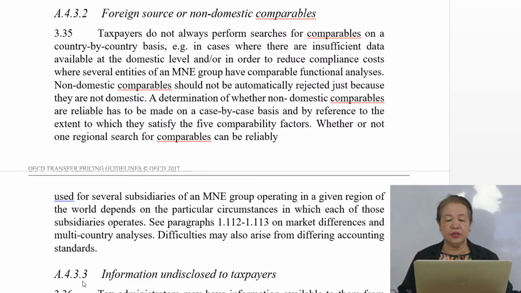So, foreign source or non-domestic comparables can be used during the transfer pricing analysis, no? Sometimes taxpayers do not always perform searches for comparables on a country-by-country basis. Why? Especially if there is sufficient data, and sometimes the industry is very unique, and you cannot find a comparable in the country where the company is operating. So where can you find the comparables? The foreign source, or comparables in other countries.